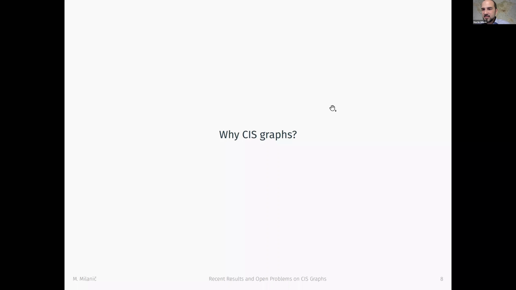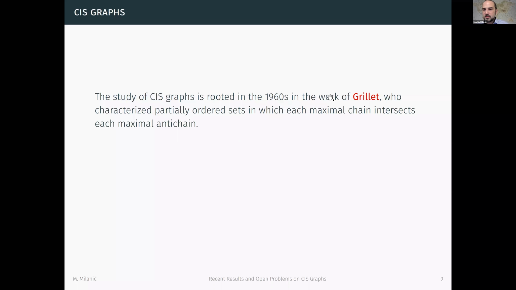Okay, I have not yet said anything about motivation and where this notion comes from. So why would we be interested in such graphs? If we try to understand where this notion came from, the study of CIS graphs can actually be traced back to the work of Grillet in the 1960s.